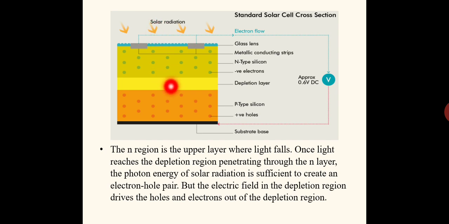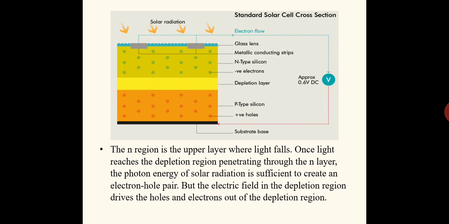Once the solar radiation reaches the depletion region, by absorbing the photon energy of the light ray, the electron and hole pair is created in the depletion region. See, at both boundaries, here we have negative charge, here we have positive charge. So the electrons will always be expelled to the n side, and the holes will always be expelled to the positive p side, due to the electric charge or the potential difference created here.